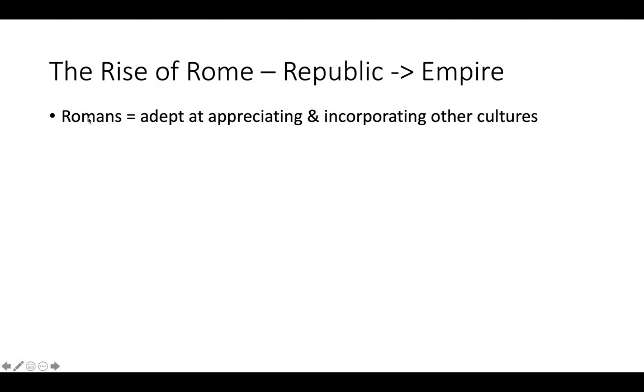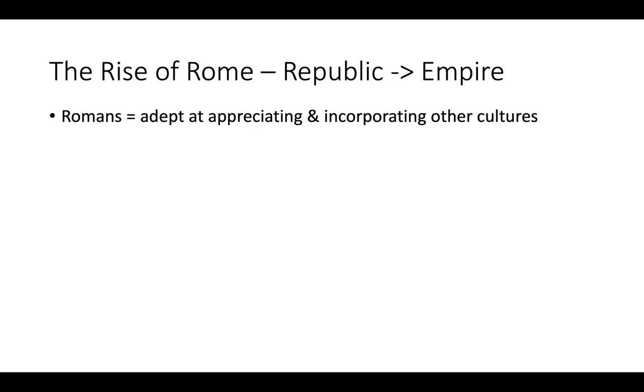Okay, so Romans, basically, they're just really adept at incorporating other cultures without totally oppressing them. So they have a profound appreciation for other cultures. They incorporate other cultures into Rome while still allowing many of those cultures to practice their religion and practices and stuff like that. They're just Roman now. And so that's kind of broad brushstrokes. There's a lot of exceptions to what I just said there, but for the most part, this is what allows Rome to expand because it's not provoking a lot of rebellions.